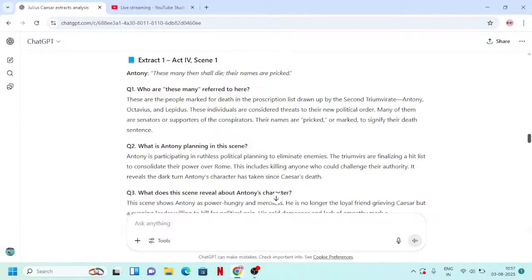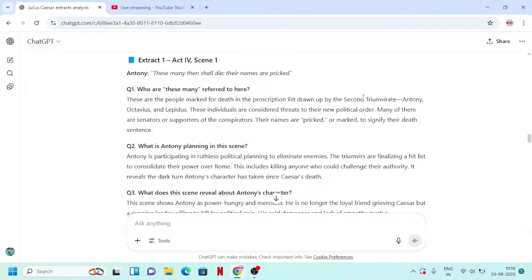So this is from Scene 1. Antony is saying that these many then shall die, their names are pricked. Pricked means to say noted down. Who are these many referred to here? About whom is Antony talking? These are the people marked for death in the proscription list. Proscription list means an order given by the government. Proscription list drawn up by the second triumvirate.